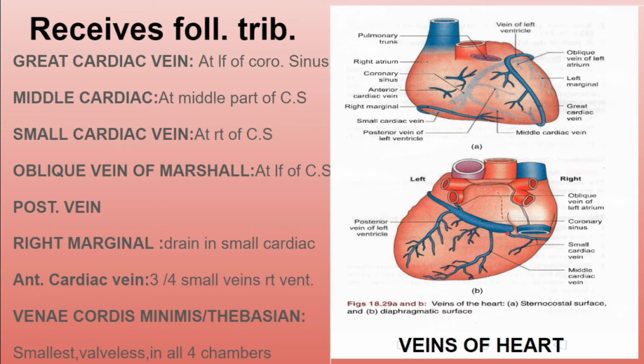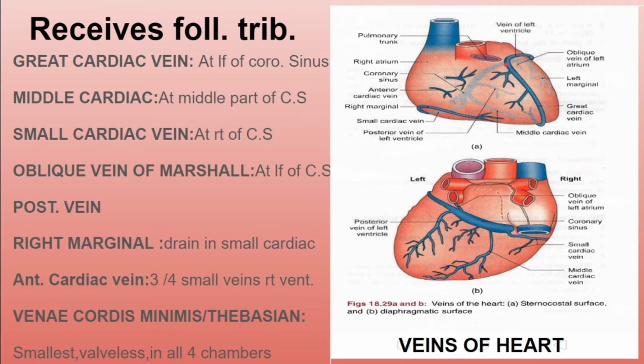Okay, now first of all, the great cardiac vein. This is the great cardiac vein. The great cardiac vein first accompanies the anterior interventricular artery, which is a branch of the left coronary artery, and then it enters the left end of the coronary sinus. As you can see, it goes to the left and then enters the left part of the coronary sinus.